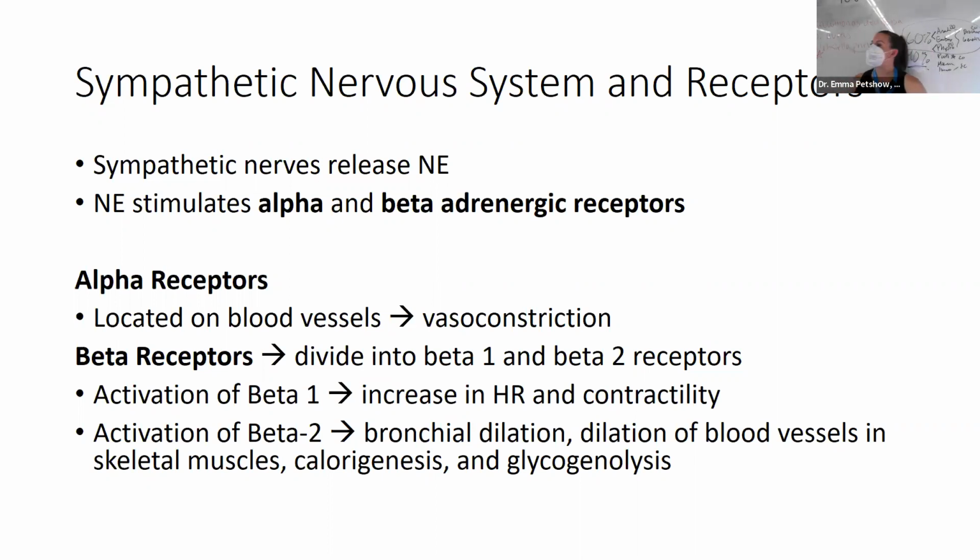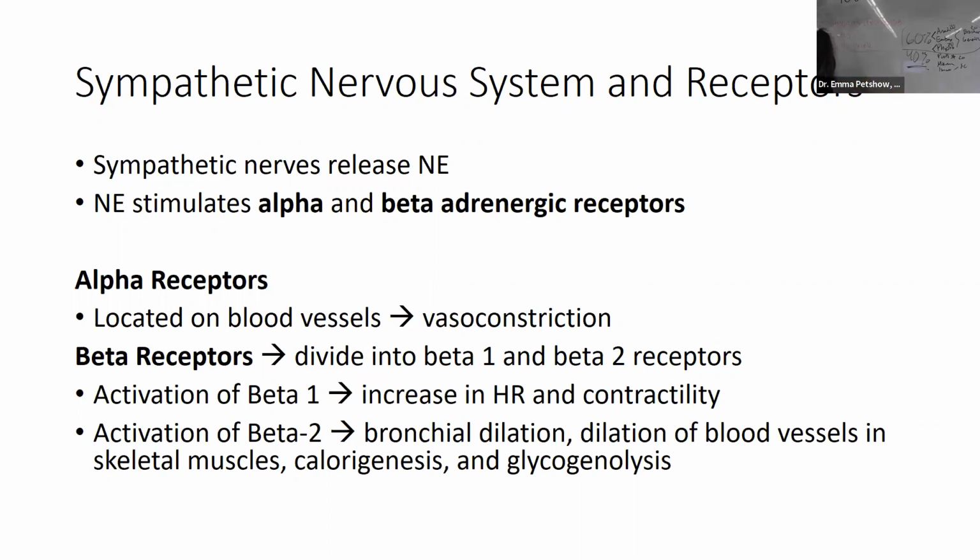Beta receptors are going to be divided into beta 1 and beta 2 receptors. Activation of beta 1 receptors are local to the heart, so it's going to focus on heart rate increasing and increasing contractility or strength. Beta 1, think the heart. Beta 2, you think bronchial dilation, so involved in the lungs. Also dilation of blood vessels and skeletal muscles. So there is some dilation with sympathetic nervous system. Increase in calorigenesis and increase in glycogenolysis.